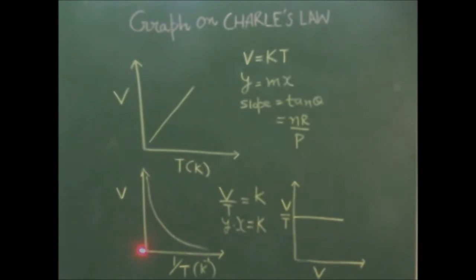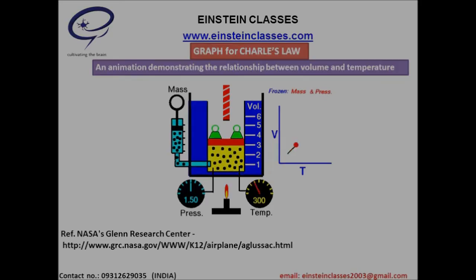Next graph is volume versus 1 by T. The equation is V by T equal to K. V is the y-axis and 1 by T is the x-axis. So the equation is y into x equal to K, which is a rectangular hyperbola. The next graph is V by T versus volume. V by T is the y-axis and always remains constant at K. With the increase of volume or temperature, V by T remains parallel to the x-axis.